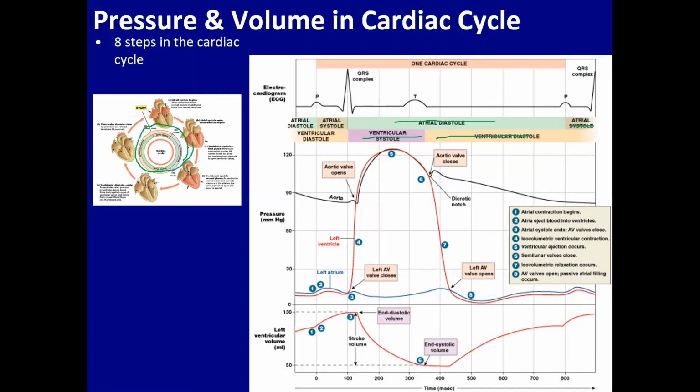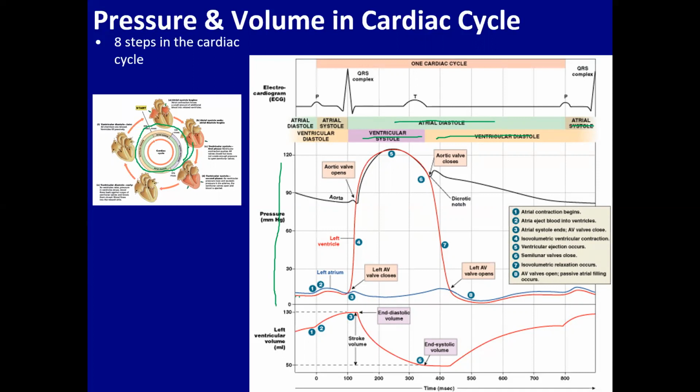Let's think about what's going on in the left atrium and in the left ventricle. Here we are with this red line, and this is pressure in millimeters of mercury. We're not quite at 0, but we're close. So this is where atrial contraction begins. And if you look at the left atrium, blood is ejected into the ventricles, and here we are, atrial systole ends, and the AV valves are closed.